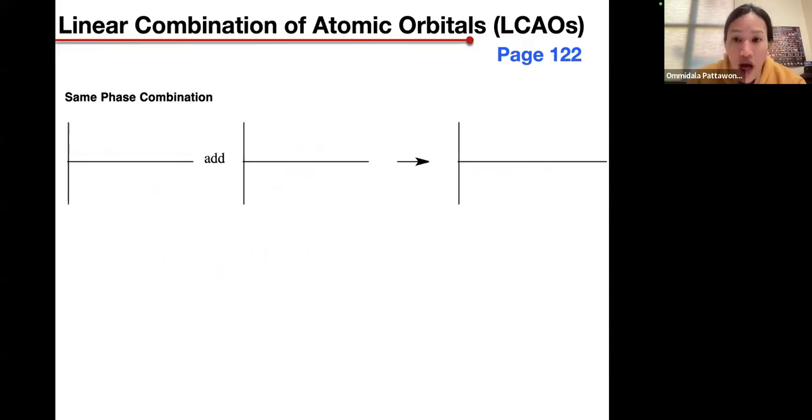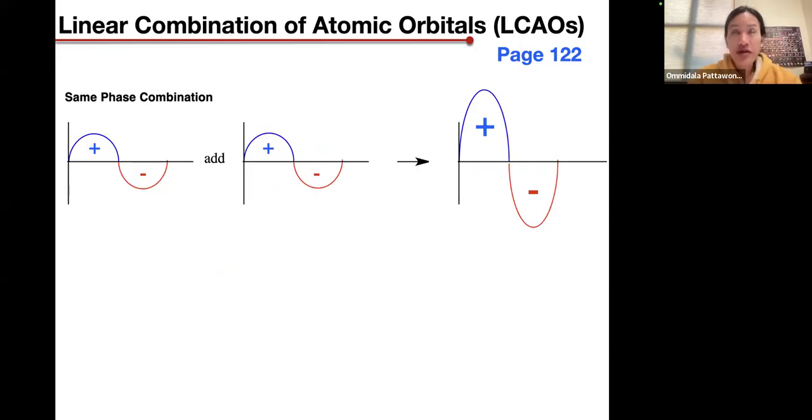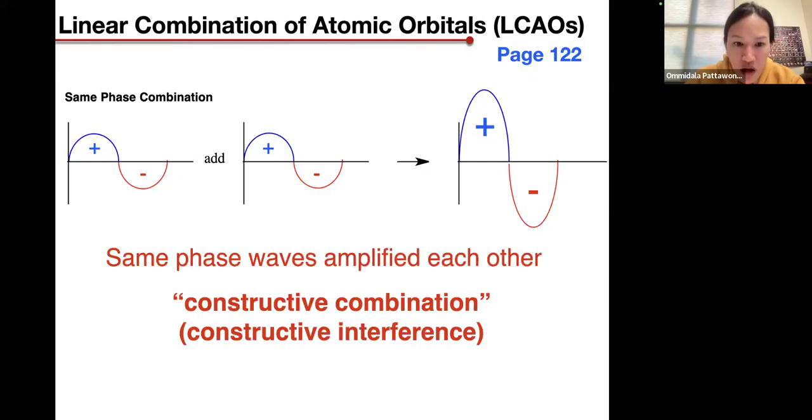Now the opposite scenario is if you have the same phase combination. The same positive added to the same positive is going to amplify each other, and you end up with a higher amplitude of the wave. So if you think about the orbitals, when you bring atomic orbitals that have the same phase together, they are going to amplify. That means in the region where they amplify, you are going to find the highest probability of finding an electron. This type of combination is what we call constructive combination.